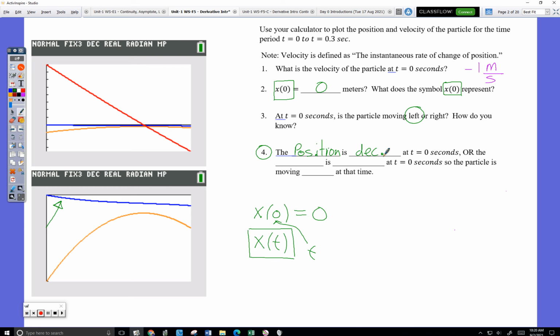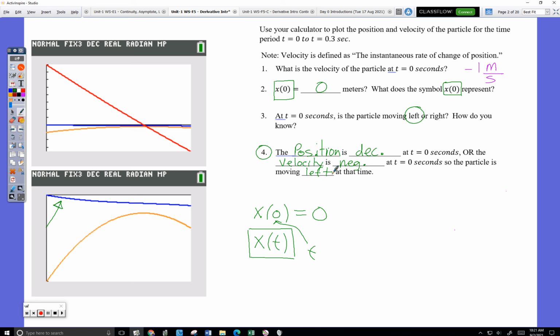That means the position is decreasing. Or the velocity is negative at time equals 0. That can be abbreviated. So the particle is moving left at that time. So basically trying to get you to understand what Michelle was saying is that you can look at either graph and make the determination as to which way the particle is moving. You could see just the position, you would still know the particle is moving left. If you see just the velocity, you would know the particle is moving left. Okay. Questions about anything? Curiosities, concerns, whatever.